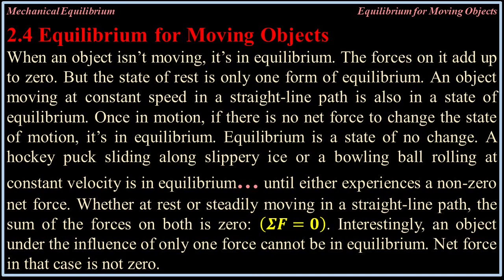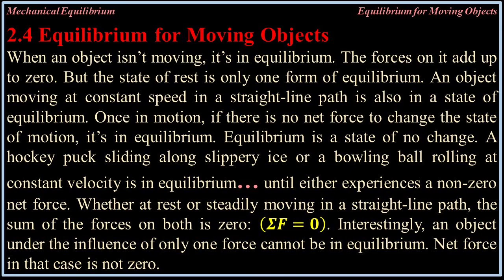2.4 Equilibrium for moving objects. When an object isn't moving, it's in equilibrium. The forces on it add up to 0, but the state of rest is only one form of equilibrium. An object moving at constant speed in a straight line path is also in a state of equilibrium. Once in motion, if there is no net force to change the state of motion, it's in equilibrium. Equilibrium is a state of no change.